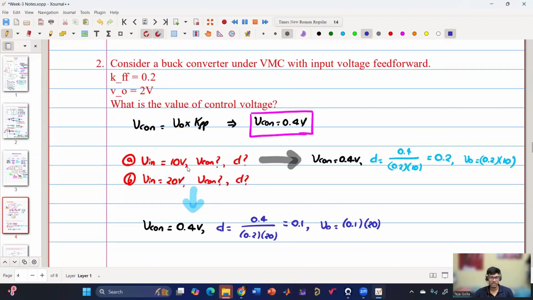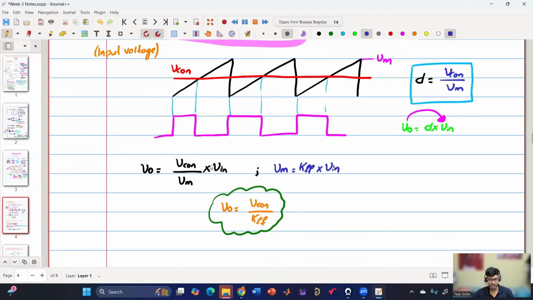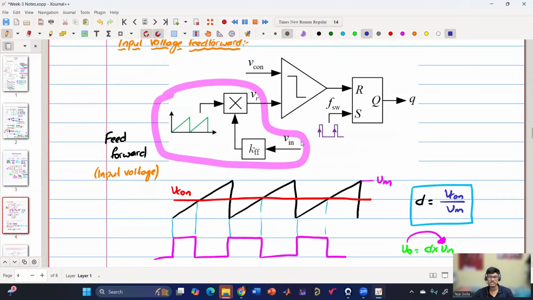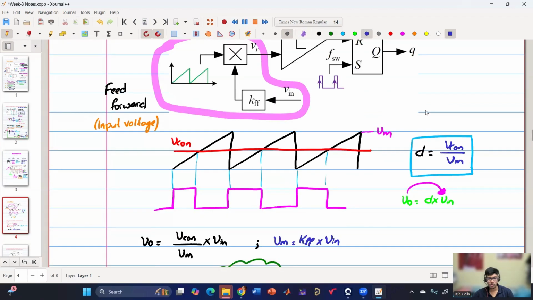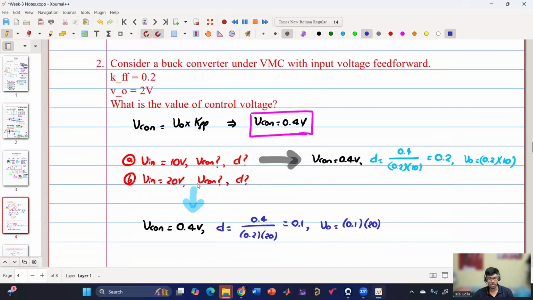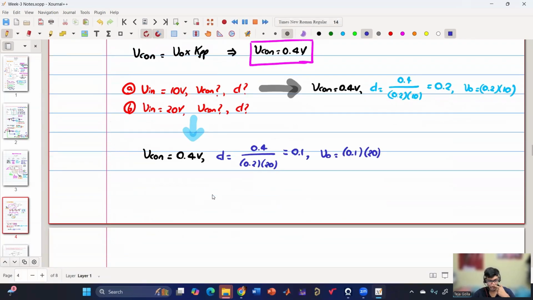So if you see, no matter what my input voltage is, if my control Vcon is fixed and if I have this feed forward mechanism, the disturbance in the input voltage will be taken care of by this logic so that my output is regulated at what it is supposed to be. Because we have basically removed the input voltage dependency. So we can say that V naught is independent of input voltage. Is this clear? How we are getting this independency?